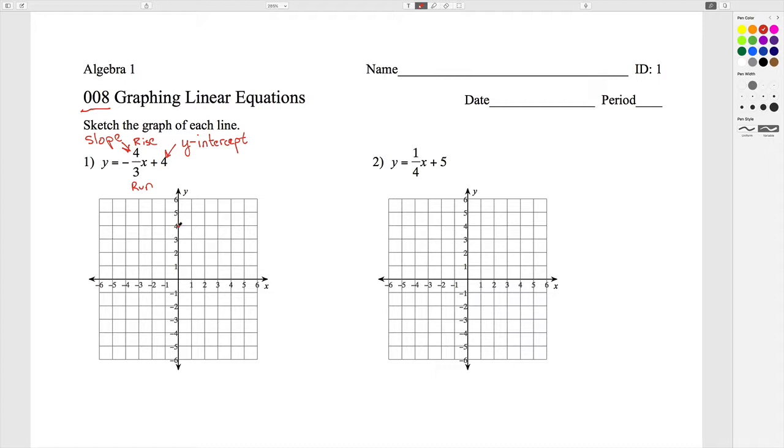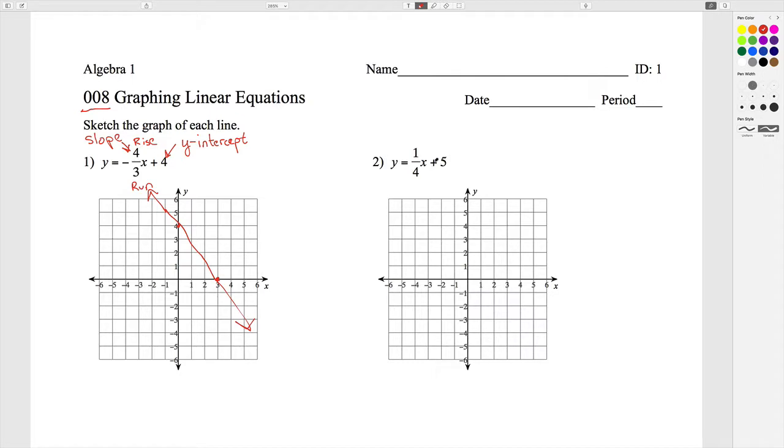So we're going to go down 4. We're going to go from here. We're going to go 1, 2, 3, 4. So we're going to end up right here. And then the run is 3, so we go over 3. 1, 2, 3. Put the point right there. And then you just draw a line through those 2 points, and that's how you graph them.